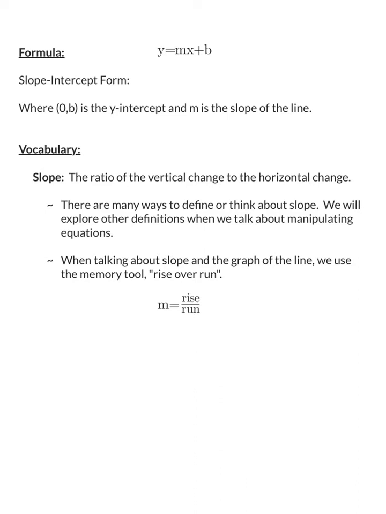So what is slope? Slope is the ratio of the vertical change to the horizontal change. There are many ways to define or think about slope. We will explore other definitions when we talk about manipulating equations. But one of the first ways that we can think about this is we can use the memory tool rise over run. Rise tells us how far up and down to go. Run tells us how far left or right to go.